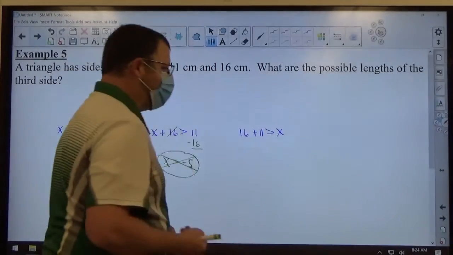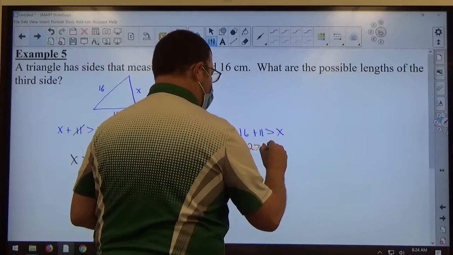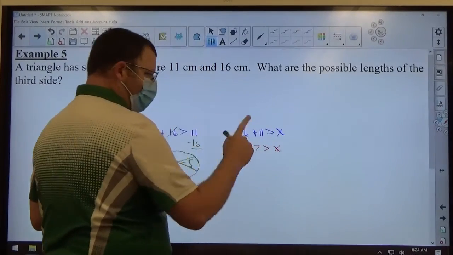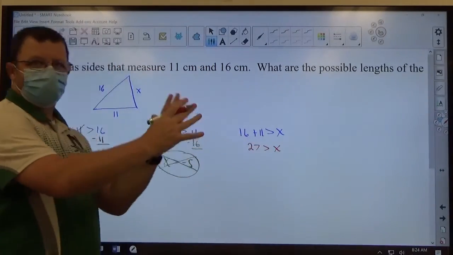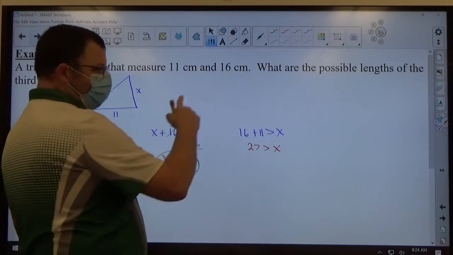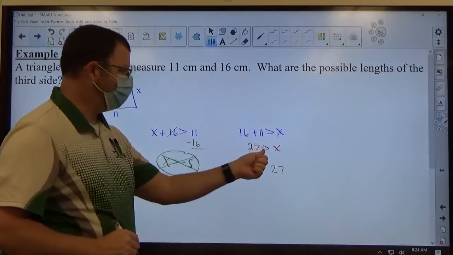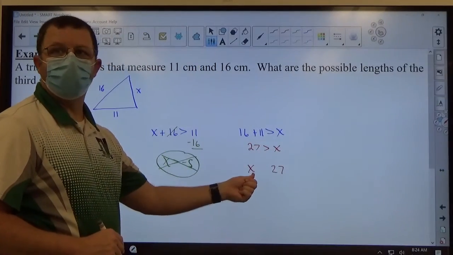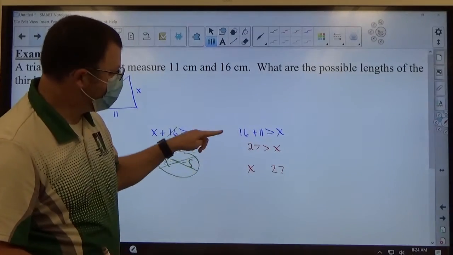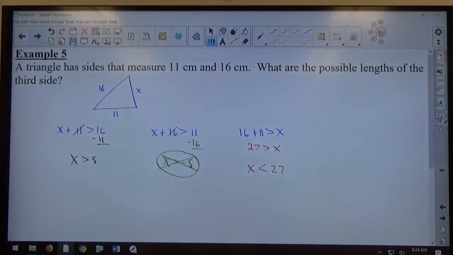The final one, 16 plus 11, x is already by itself, so this is 27 is greater than x. Now, with inequalities, I like x's on the left and numbers on the right. So if I want x on the left and 27 on the right, I just need to make sure the inequality is oriented the same way to the two objects. It's opening to 27, it's pointing at x, so I want to make sure it's opening to 27 and pointing at x.